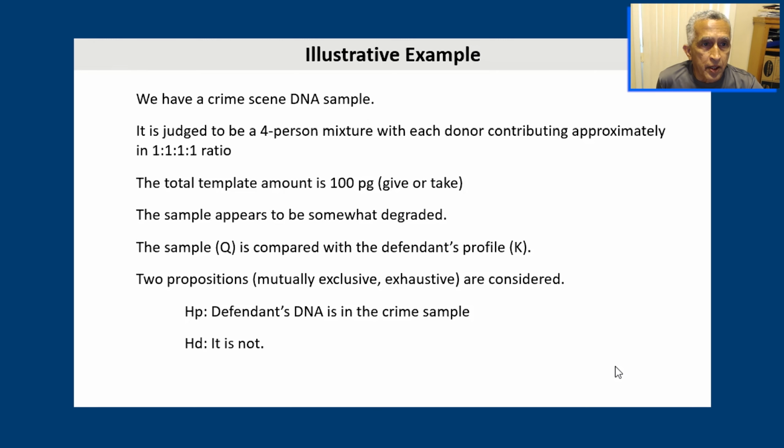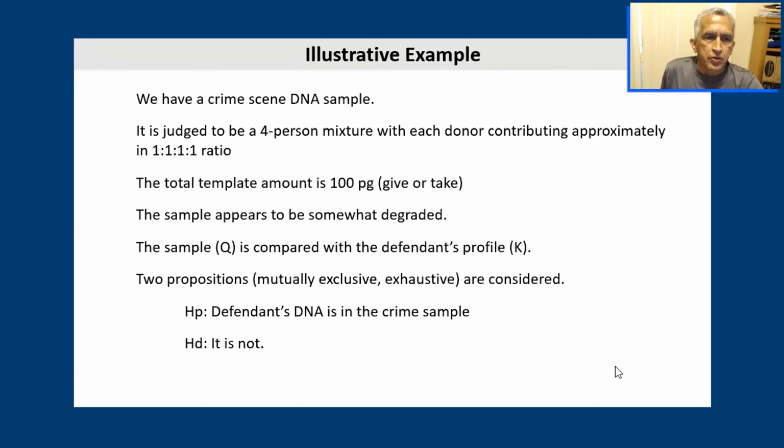I'll jump into an example right away to motivate the topic. Suppose we have a crime scene DNA sample, and it's judged to be a 4-person mixture, each donor contributing approximately a 1:1:1:1 ratio. Suppose the total template amount is around 100 picograms, and the sample appears to be somewhat degraded. The sample is compared with the defendant's profile. So the sample is Q, the defendant profile is K.